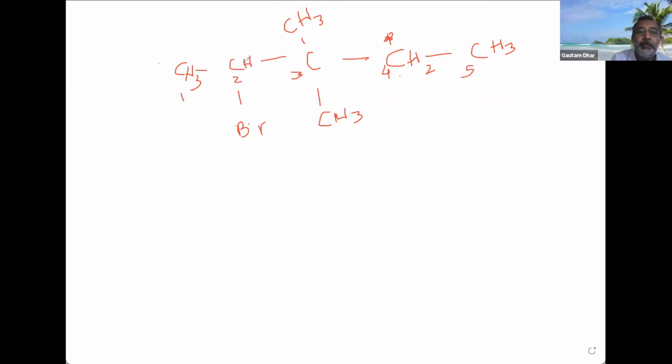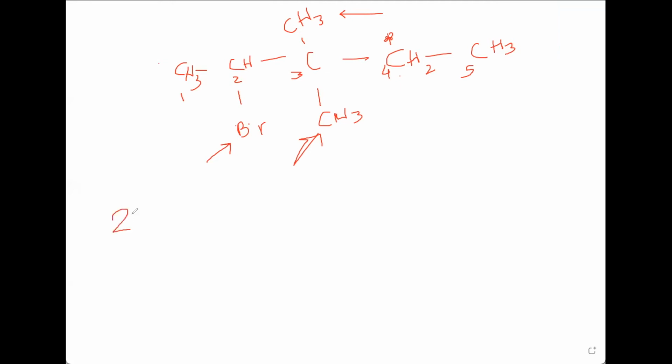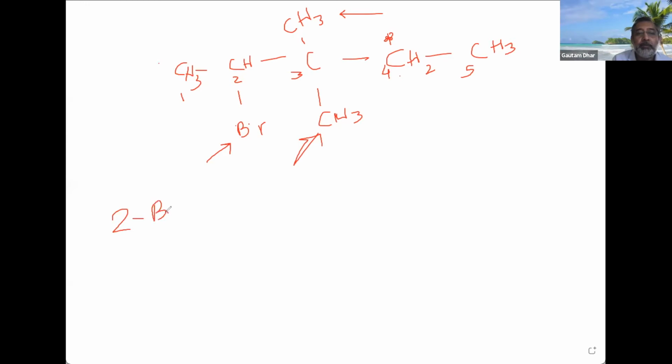And then you have a substitution at 2. At 3, you have a substitution. And at 3, you have a substitution. But B comes first when you write the name. So 2-bromo. Hyphen, right? And then you have bromo.